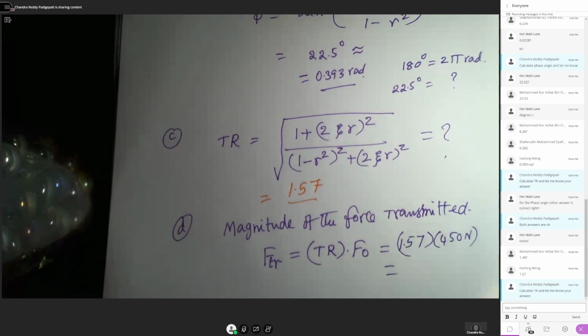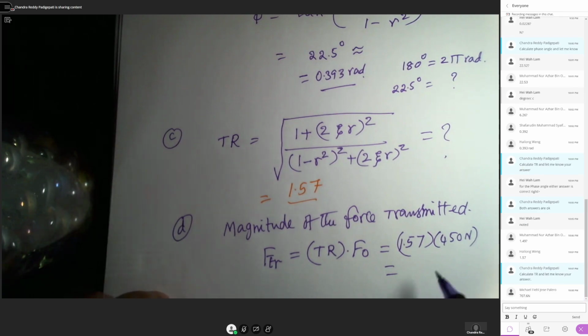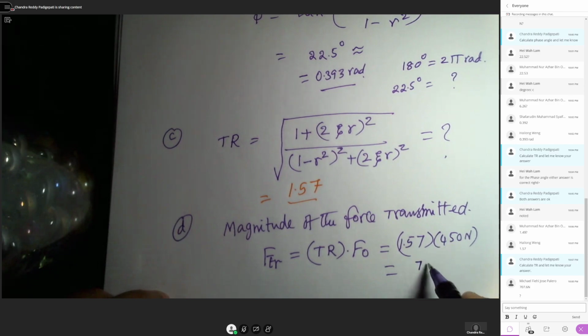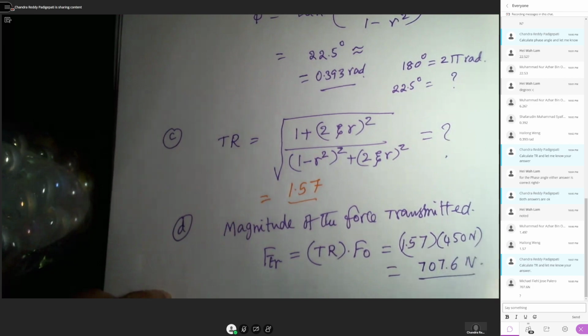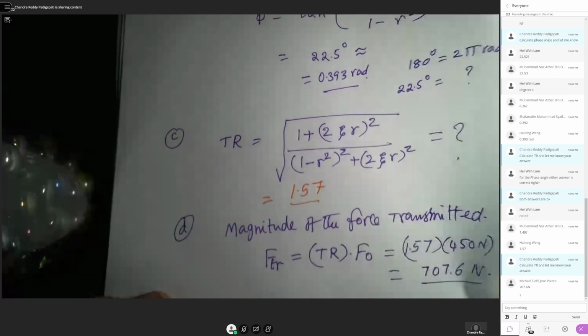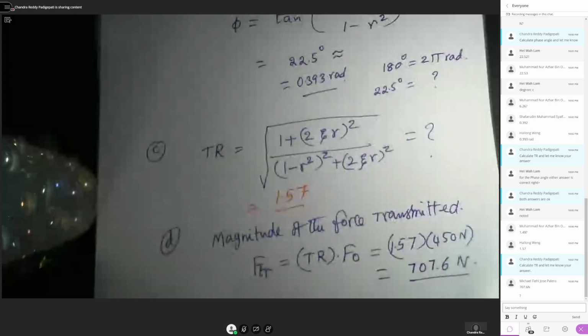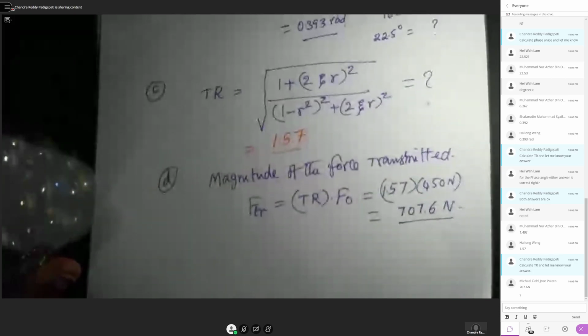So how much do you get? That's correct, Michael. So you get about 707.6 newtons. So this is the force transmitted, which is greater than the amplitude of the force.